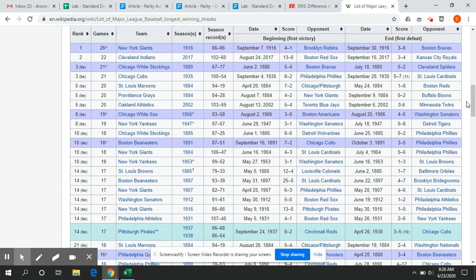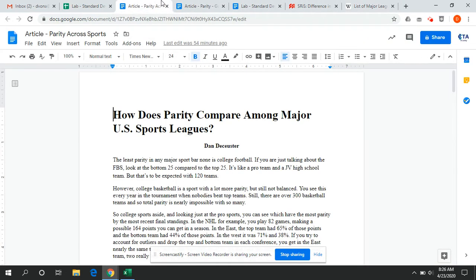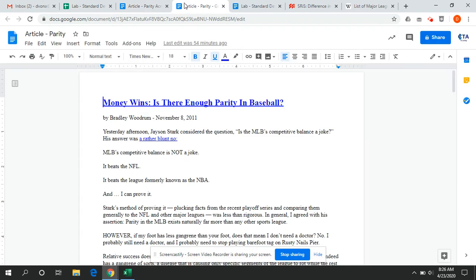As far as where we're going next, the two articles that are posted are both about parity. And parity is just another way of saying competitive balance. Does every team have a chance to make the playoffs? Or is the league one where there's always a few good teams and then everybody else is kind of garbage?